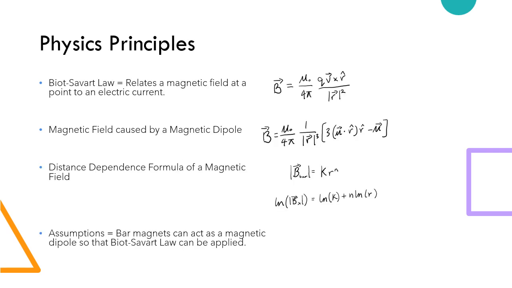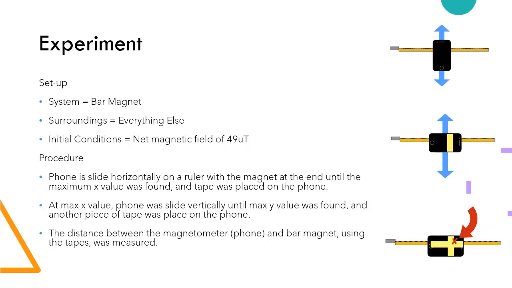Physics principles used. In this investigation, we're using the Biot-Savart law, which relates a magnetic field at a point to an electric current, and we're also using the equation for the magnetic field caused by a magnetic dipole. And we're also using the distance-dependent formula of a magnetic field. The assumption we're making is that bar magnets can act as a magnetic dipole so that the Biot-Savart law can be applied.